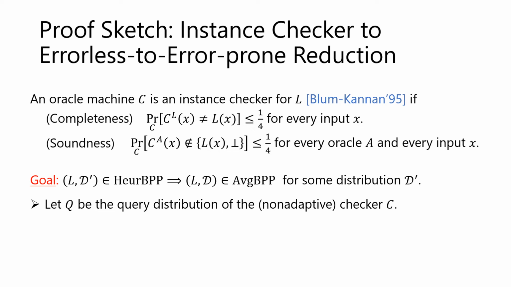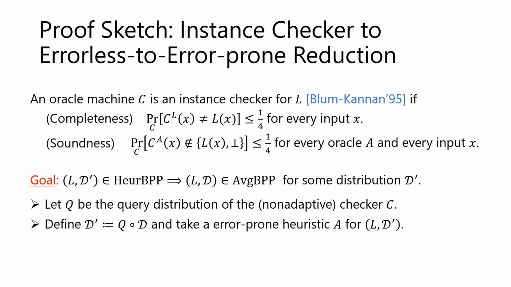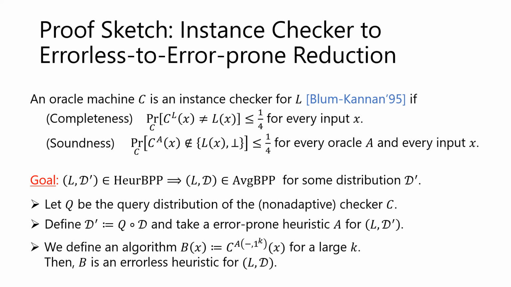In order to prove this, let Q be the query distribution of the non-adaptive instance checker C. Now we can define D prime to be Q composed with D, and then we take an error-prone heuristic A for the distribution problem L, D prime. Now we can describe the errorless average case algorithm for L, D, which we call B. The definition of the errorless heuristic B is as follows. Given an input x, you simulate the checker on input x. And if the checker makes a query, then we answer it by using the error-prone heuristic A. Here we take a sufficiently large parameter k so that the error-prone heuristic answers are correct with high probability.